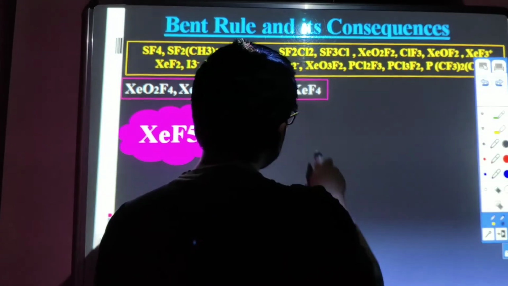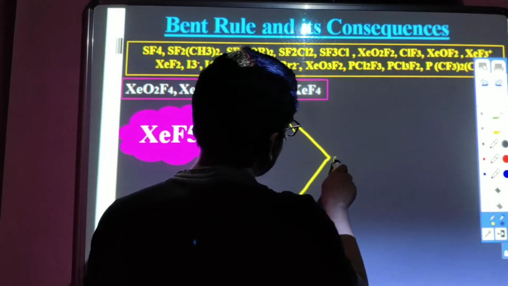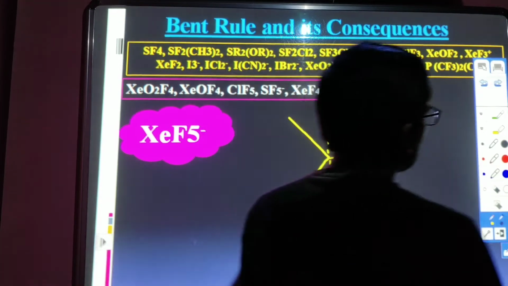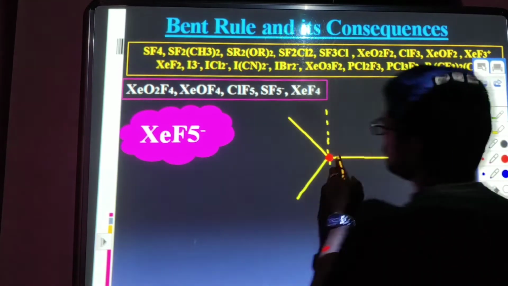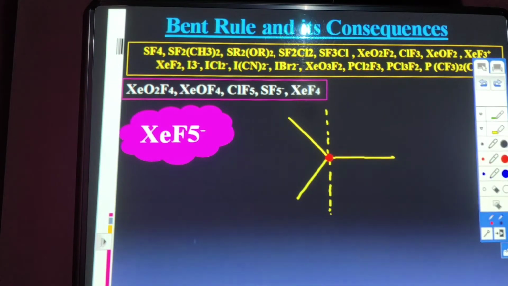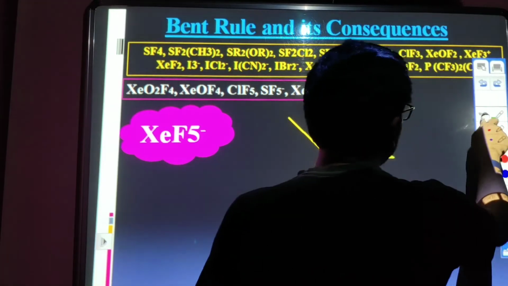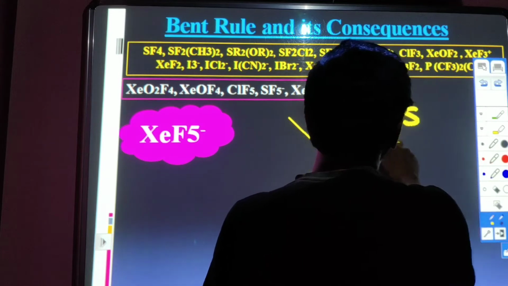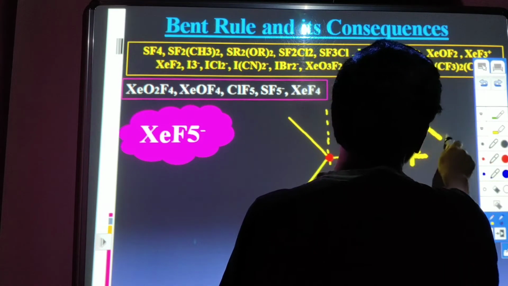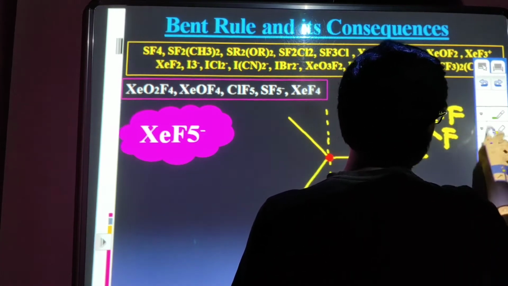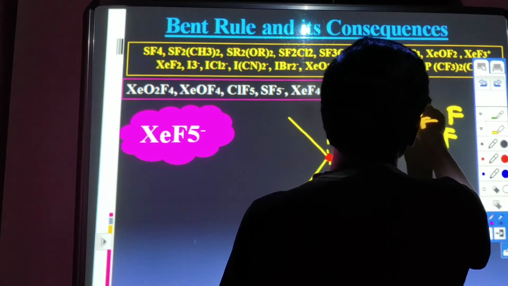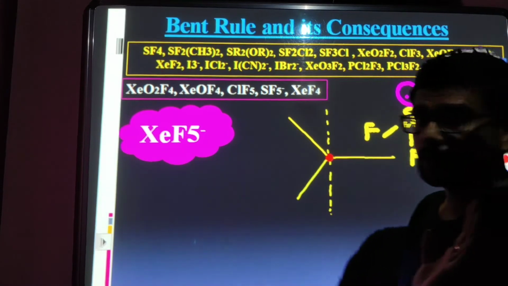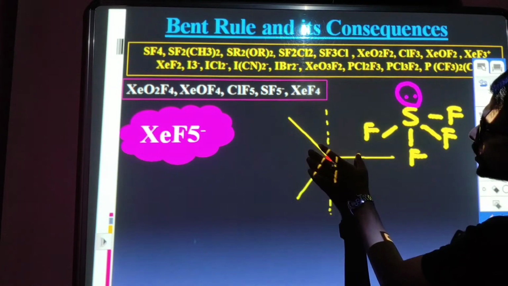Let me show you the trigonal bipyramidal geometry. Say this is sulfur. Now if you write the structure of SF4, it looks like this, with F atoms and one lone pair of electrons. Now the question is, which two positions are different?